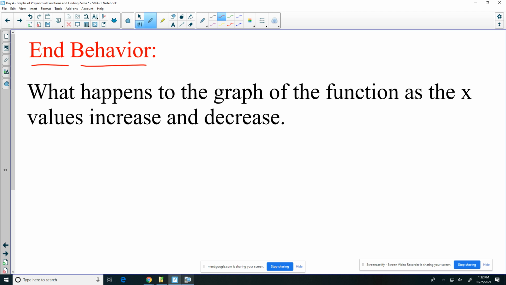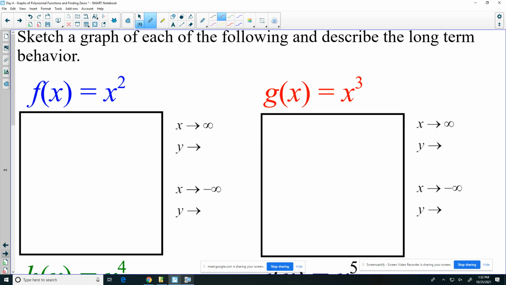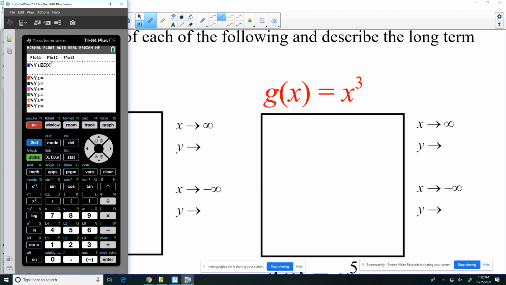So what you guys are going to do right now, and I'm going to give you a very short period of time to do this, it's going to be quick. We are going to graph each one of these. So we start with y equals x squared, the first one. And we're going to do this one together.